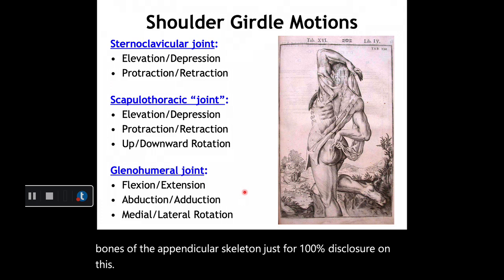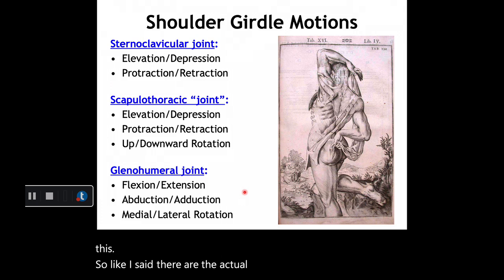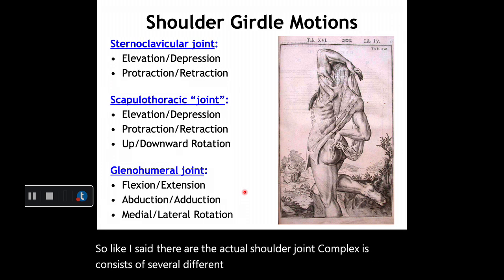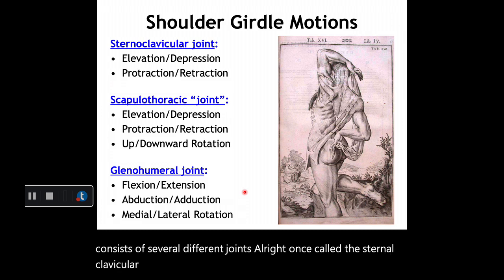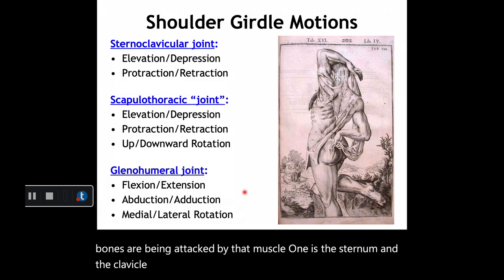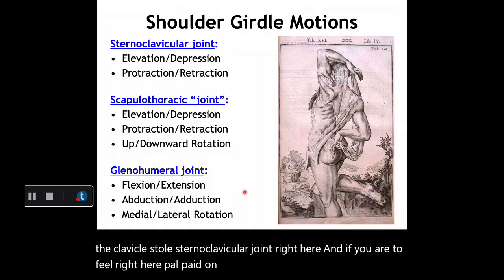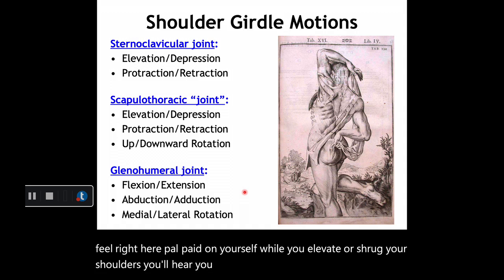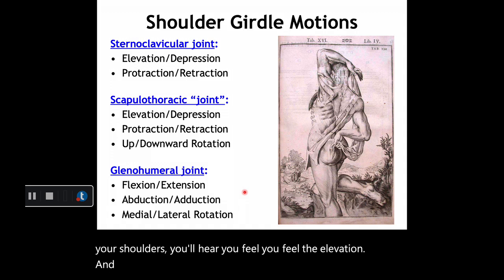So like I said, the actual shoulder joint complex consists of several different joints. One's called the sternoclavicular, and the names of the joints kind of tell you what two bones are being attached. One is the sternum and the clavicle, so sternoclavicular joint right here. If you palpate right here on yourself while you elevate or shrug your shoulders, you'll feel the elevation and depression that takes place at that joint. You can also protract and retract at this joint, and you can feel the movement taking place.